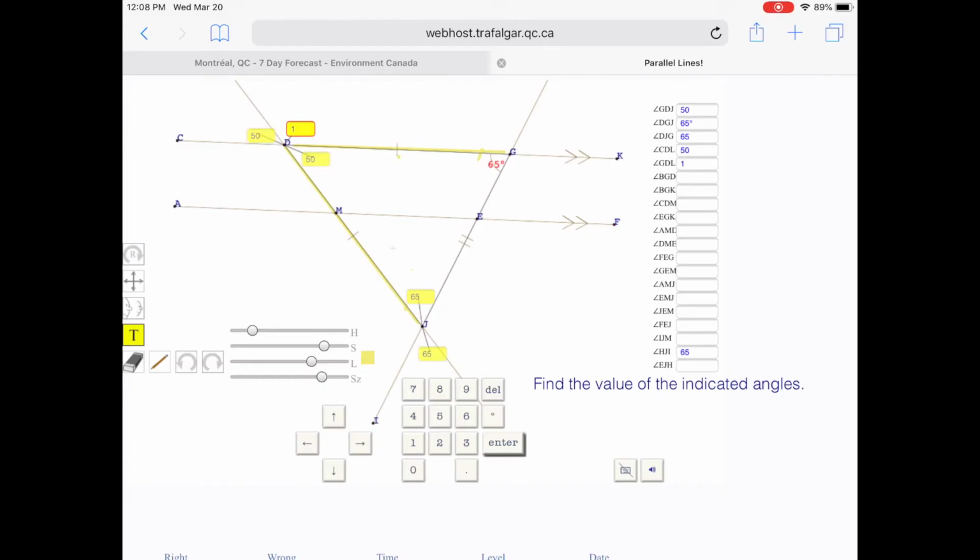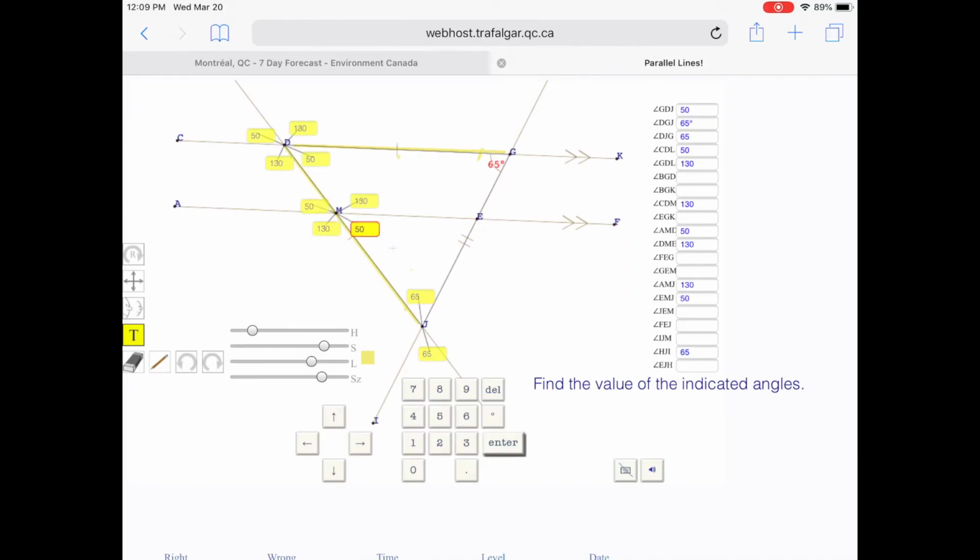This is going to be 130 again, and 130. This is supplementary to that 130 up here. This is supplementary to that. That's 130. You could say that this 130 is alternate interior to that 130. Either way, it's 130. And this angle is going to be 130. And this one's going to be 50. And this angle is going to be 50.